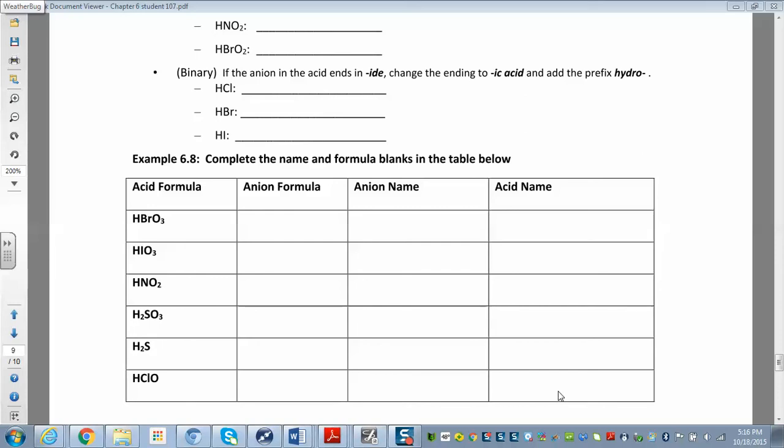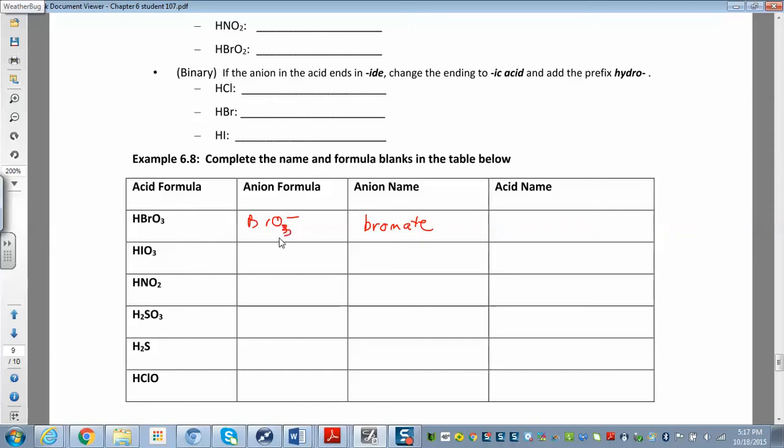So let's do some more examples of how to name acids. This is the acid formula. Now we want to write the anion formula. That's pretty much everything other than the hydrogen. So scribble out that hydrogen for a second. What anion do I have? I have BrO3 minus. And who is that? That is bromate. And if you don't have these memorized yet, that's okay. You will eventually memorize them.